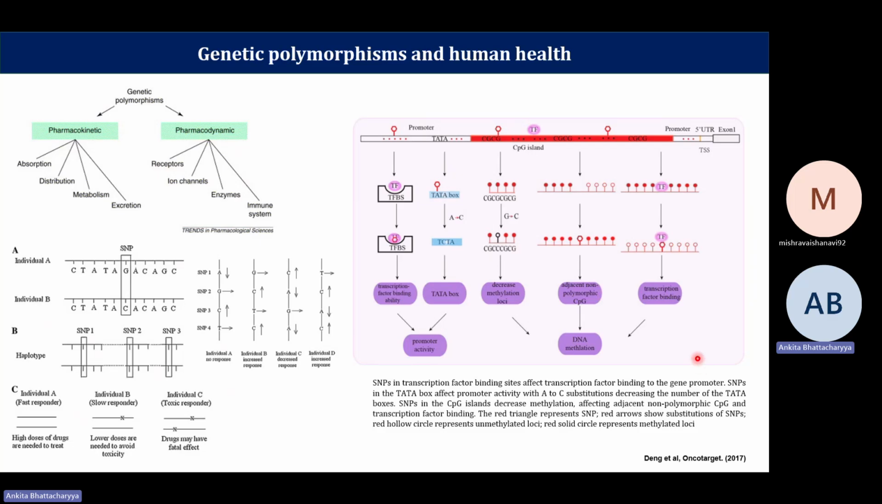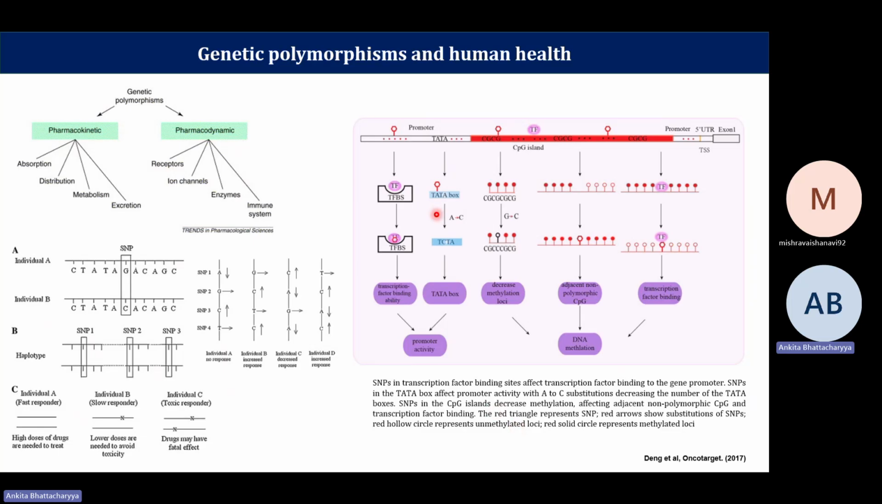Also, SNPs in transcription factor binding sites, or TFBS, affect the binding to gene promoter regions. SNPs in the TATA box affect promoter activity, whereby A to C substitutions decrease the number of TATA boxes, and they decrease methylation. They affect non-polymorphic CpG and transcription factor binding. So this is just an example of how SNPs present in TFBS can actually make a difference.